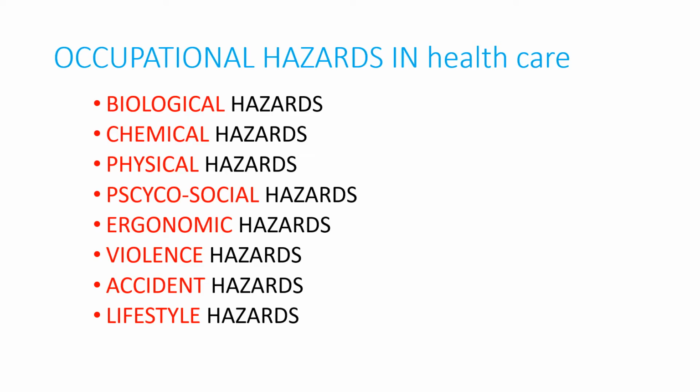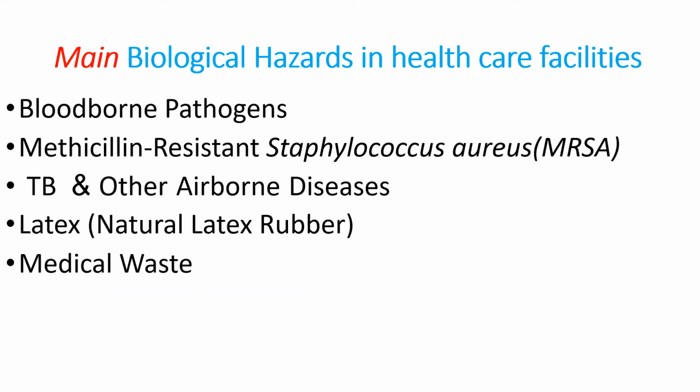Occupational hazards in healthcare facilities. They are either biological, chemical, physical, psychosocial, ergonomic, violence, accident, or lifestyle hazards. So the hazards are biological, chemical, physical, psychosocial, ergonomic, violence, accident, and lifestyle hazards.